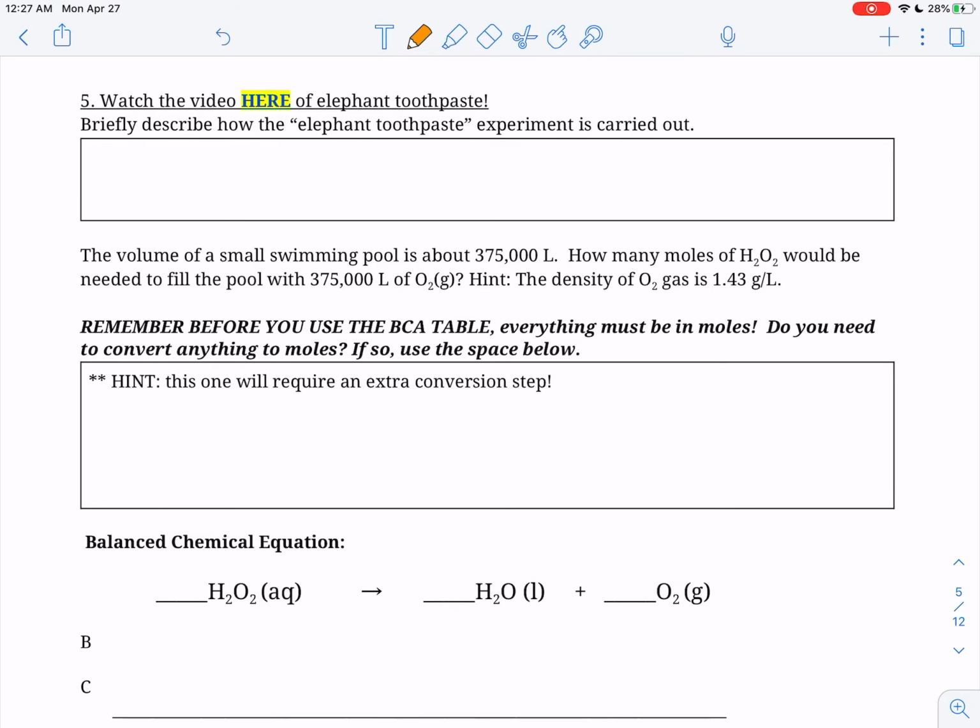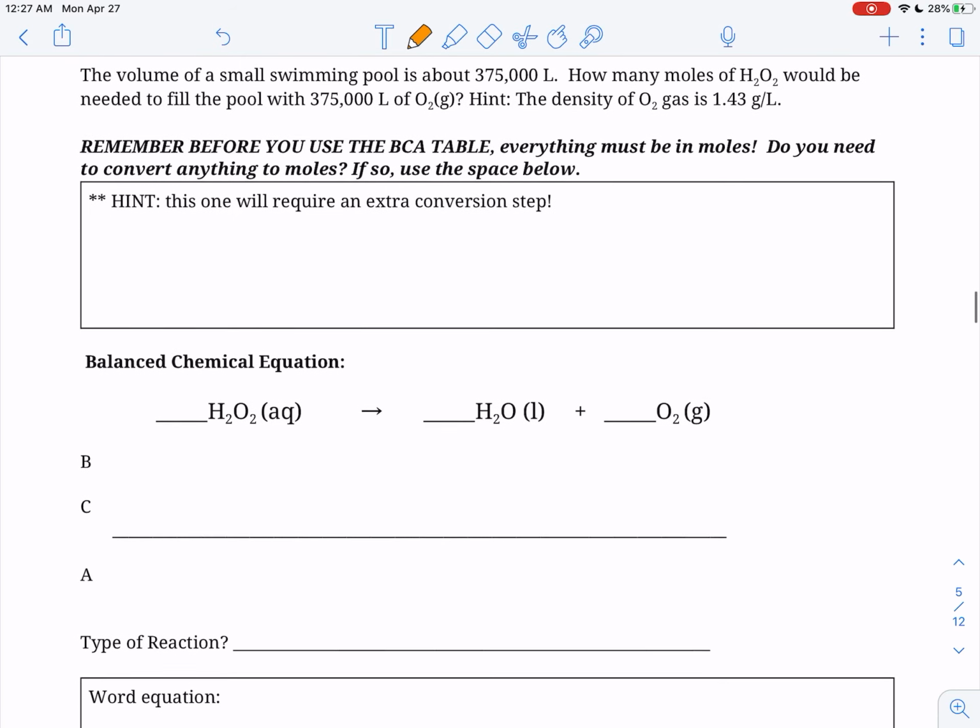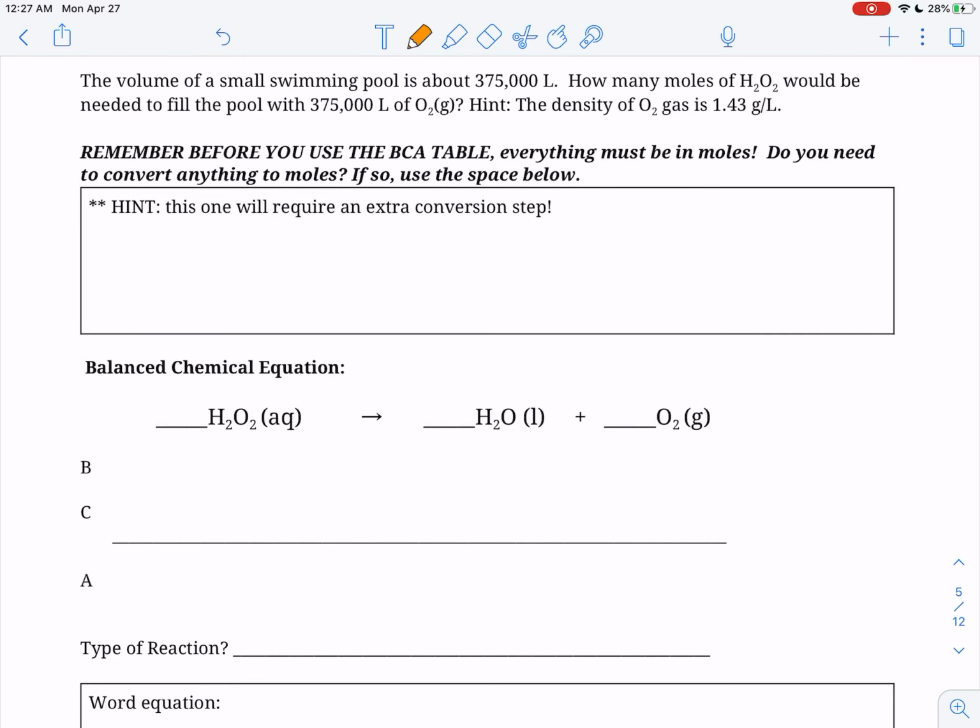All right, this is number 5, elephant toothpaste, which is kind of a fun experiment. Okay, so you can write down what happens in the video. All right, the chemical equation for that is basically this: H2O2 is decomposing into water and oxygen gas, okay?